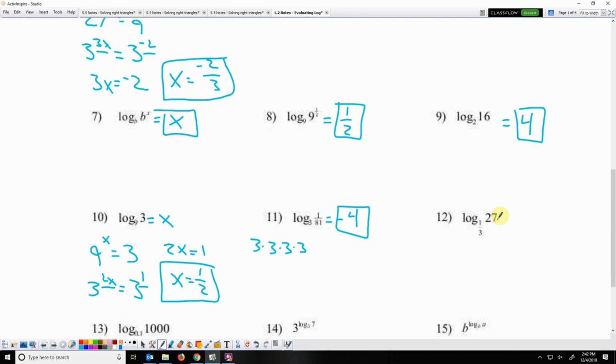1/3 to what power makes 27? So let's pretend that's not a fraction for now and just do 3 to what power makes 27? 3 times 3 is 9, times 3 is 27. So 3 to the 3rd makes 27. So 1/3 to the negative 3rd makes 27.